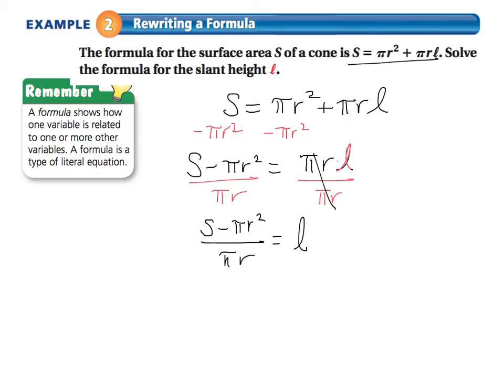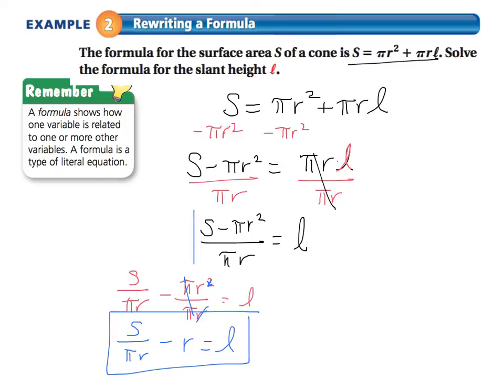Now you actually could simplify this. Now you can't just say, oh, the pi's are gone here, because both of these are being divided by pi r. Now when you have a formula, I would just leave it like this. If you wanted to, you could do this. S divided by pi r minus pi r squared divided by pi r. And then this would stay the same. You can't do anything with this. But then the pi's would cancel, and then the r on the bottom would cancel, and one of the r's on the top would cancel. So you would have this. So either one of these would be acceptable, but you're going to see this more often.